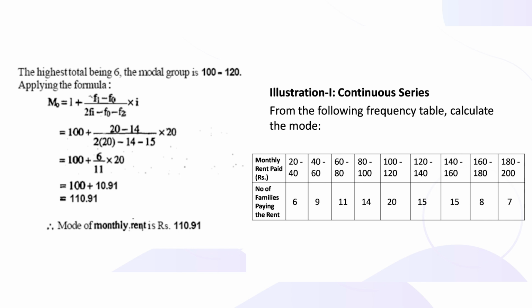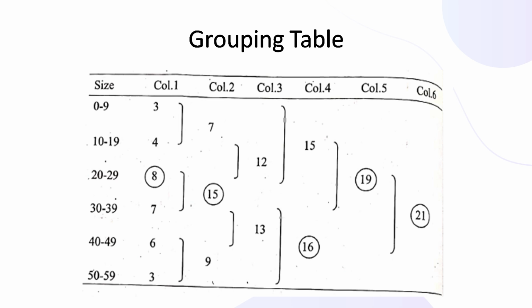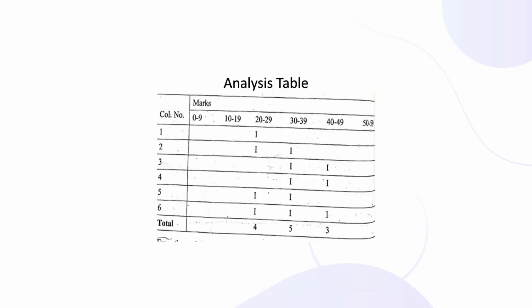Now let us go to the grouping table. Again you have to follow the approach to prepare the grouping table. Same as before: identify the highest first, then in column number 2 the highest by adding 2 to 2. In column number 3, ignore 1 and add 2 to 2. In column number 4, ignore 1 and add 333. In column number 5, ignore the first frequency and add 333. In column number 6, ignore the first 2 frequencies, start from the third frequency and add 333. Okay, we have added. Now this is the analysis table.